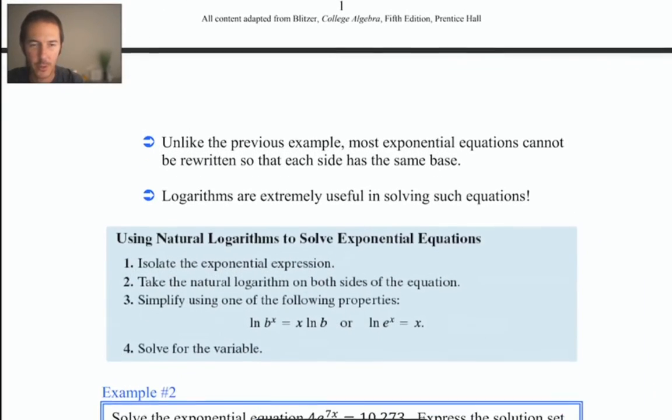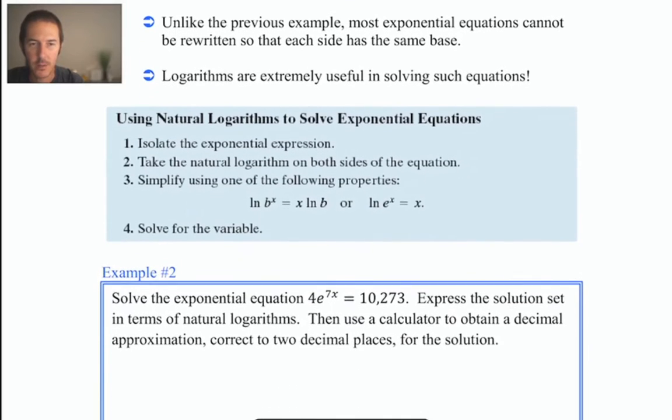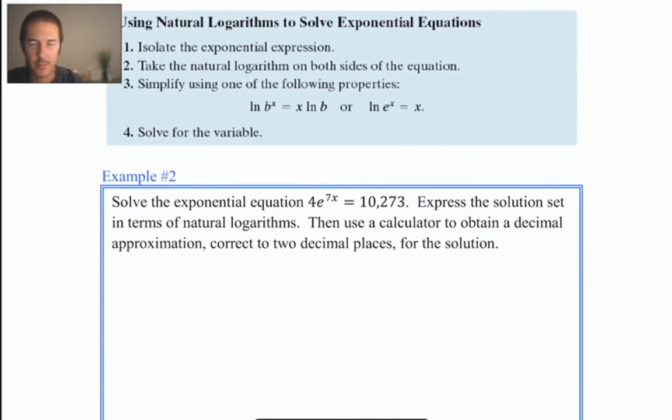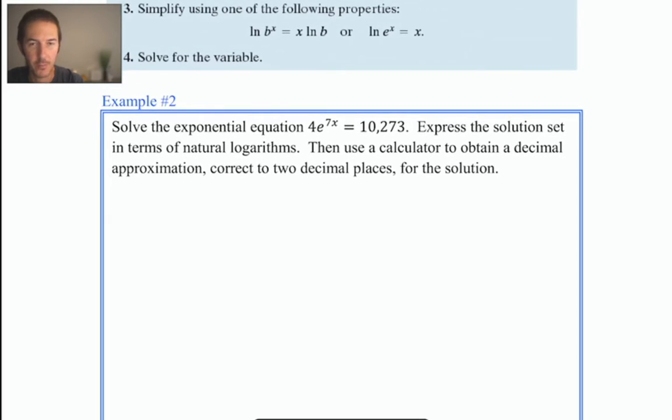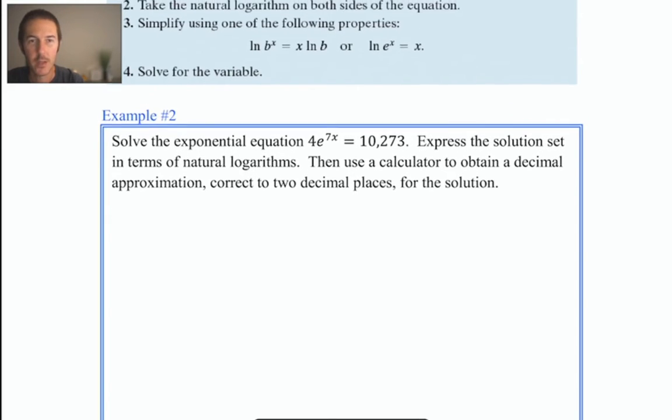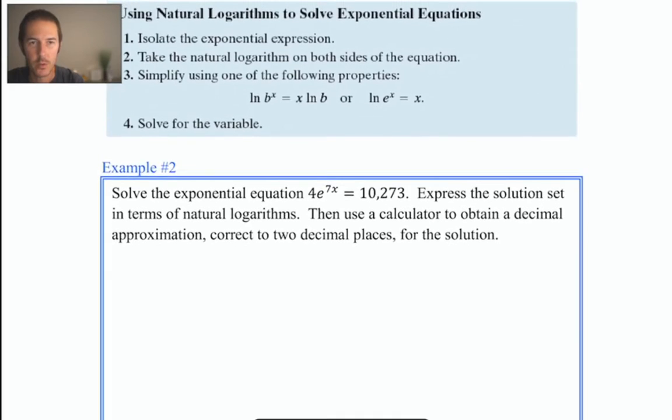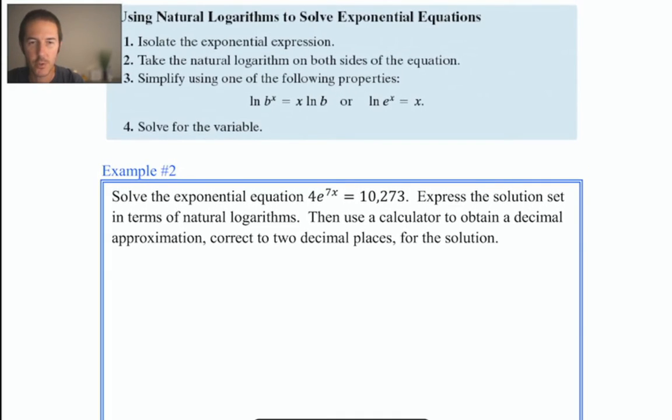All right, the next scenario we run into is one where it is not convenient to achieve the same base on both sides of the equation. And in order to solve an exponential equation that looks like this, we're going to use the natural log.